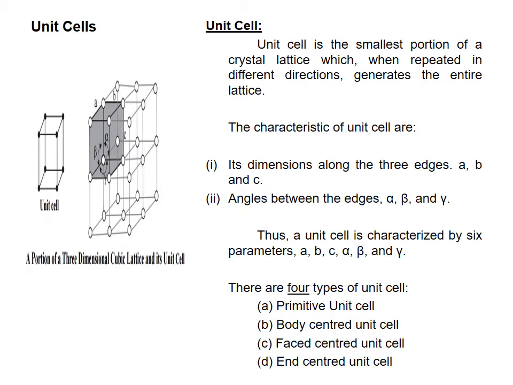The unit cells are of 4 types: primitive unit cell, body-centered unit cell, face-centered unit cell, and end-centered unit cell. These are all the 4 types of unit cells. Now we will discuss them one by one.